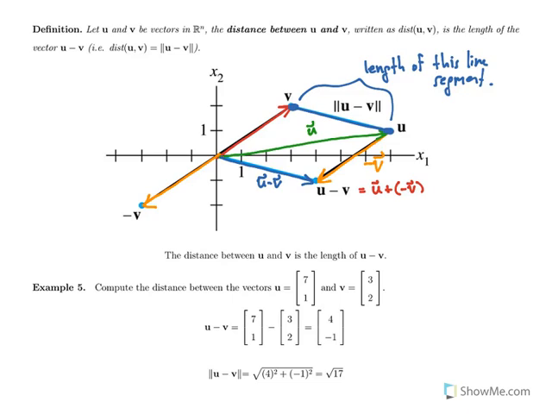So let's do an example. Let's compute the distance between the vectors u and v, (7, 1) and (3, 2). Well, u minus v is easy to find. It's easy to add or subtract vectors. You just do it component-wise. So 7 minus 3 is 4, 1 minus 2 is negative 1. And then to find the norm of that, we just take the square root of the sum of the squares of the entries. That is the square root of 4 squared plus negative 1 squared, which is the square root of 17. That is the distance between those two points, or those two vectors.